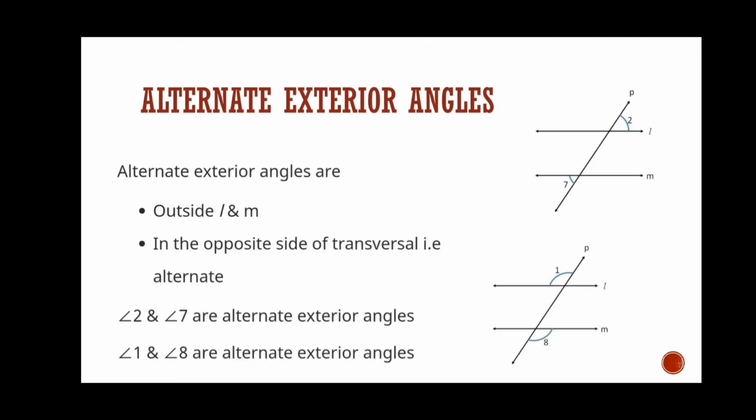Now we will see alternate exterior angles. Here, 2 is an exterior angle and its opposite exterior angle, that is the alternate exterior angle, will be angle 7. Similarly, angle 1 is an exterior angle and its alternate exterior angle will be angle 8. So we have two pairs of alternate exterior angles. One is 2 and 7 and the other one is 1 and 8.